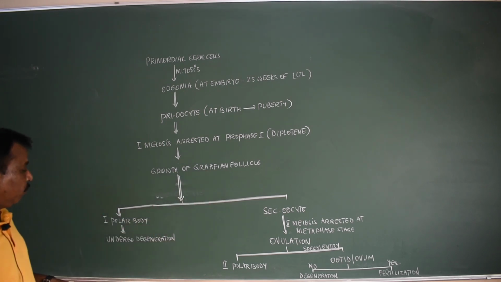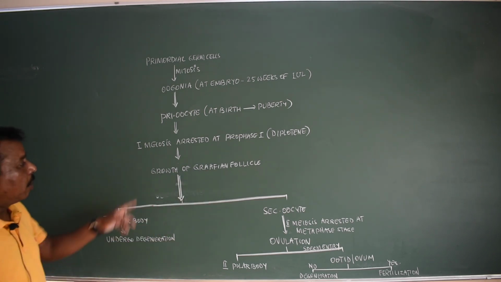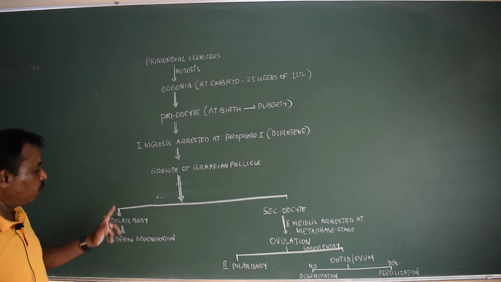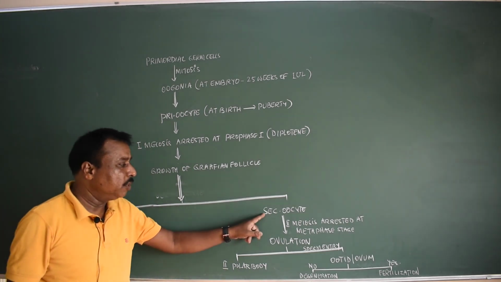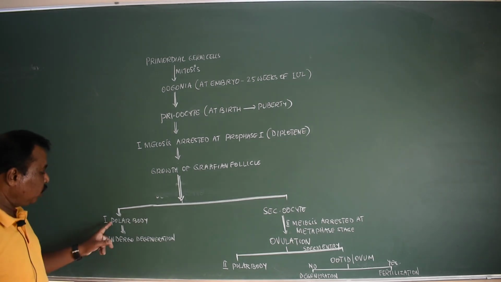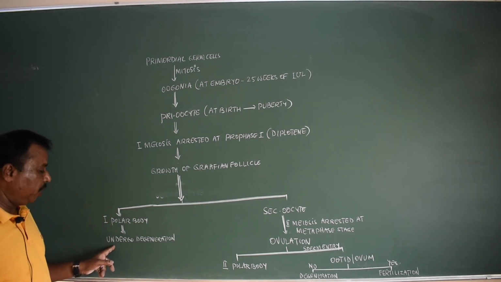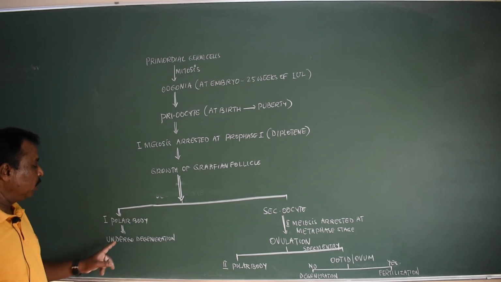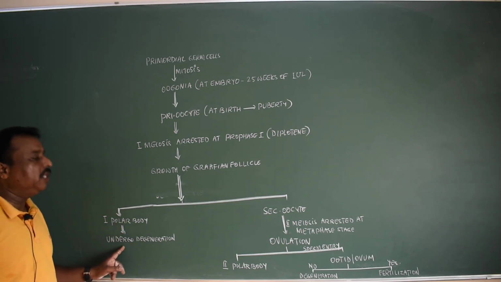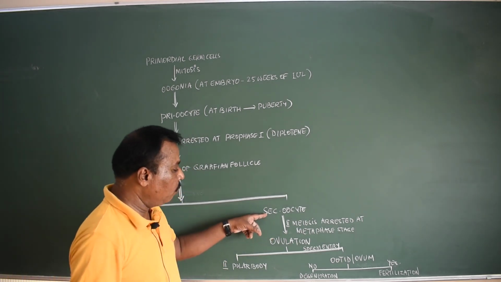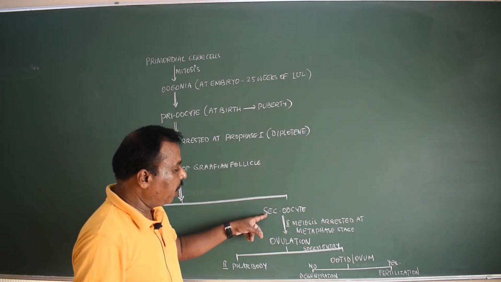And this Graafian follicle divides into 2 cells. One is called the first polar body and the other the secondary oocyte. The first polar body undergoes degeneration in humans and all vertebrates, but in some animals even the first polar body also completes the second meiosis. The secondary oocyte undergoes what is called the second meiosis.